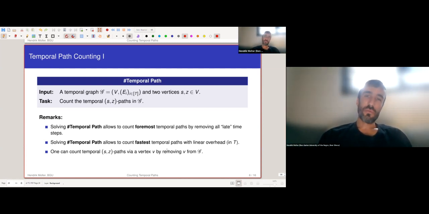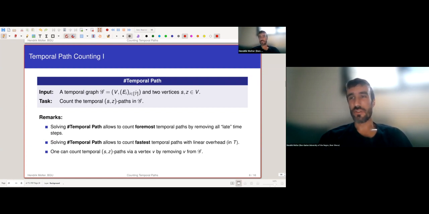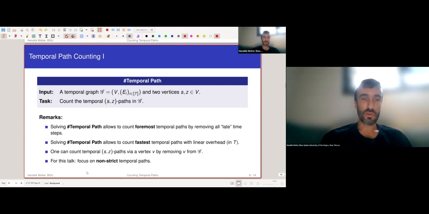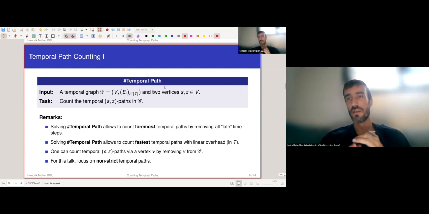So I told you that essentially to convince you that if we can solve this problem only with polynomial overhead, we can also compute the temporal betweenness for foremost and for fastest paths. And for this talk, I will focus on non-strict temporal paths, because then I have the nice property that counting temporal paths generalizes just counting paths in the static graph.